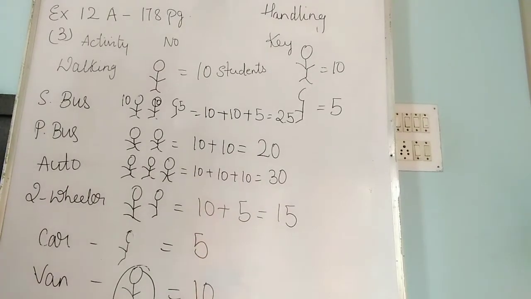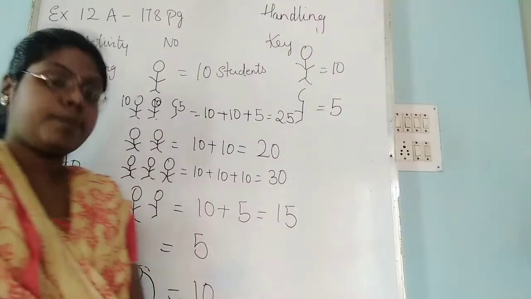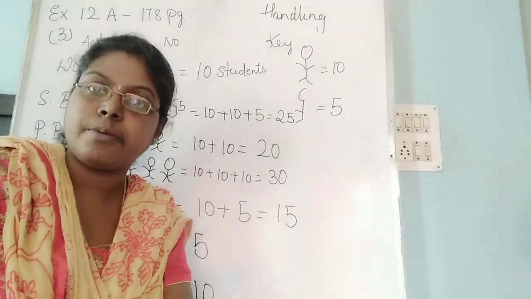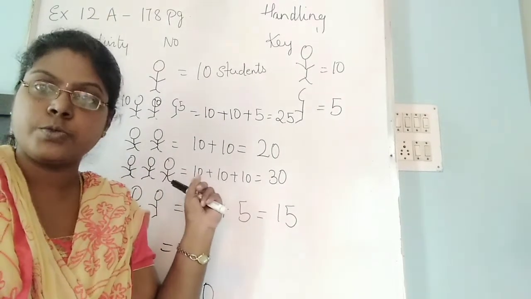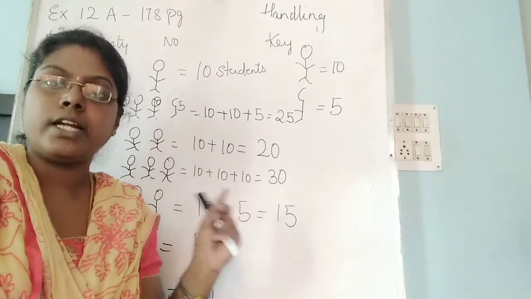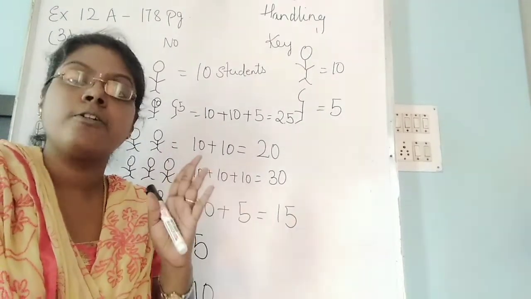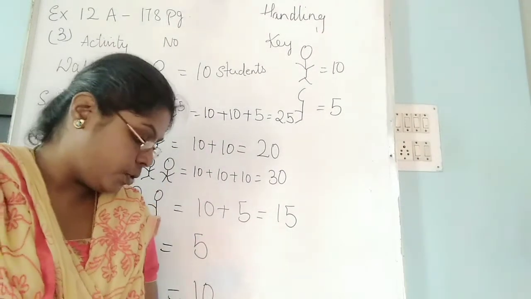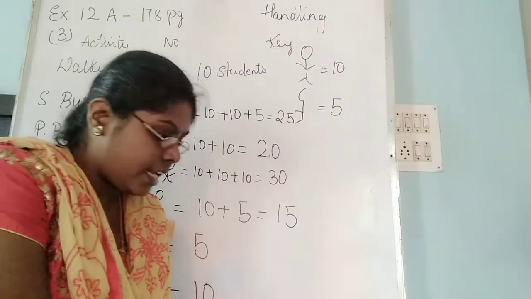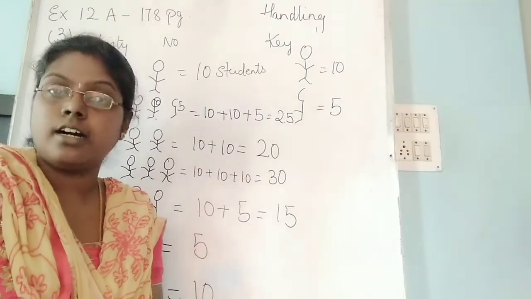So this is the pictograph. As in the previous class we discussed, a pictograph represents the given data or information using pictures. Here the picture we are using is the doll. One doll represents 10 students. Half a doll represents 5 students. So in today's recorded class we have done exercise 12A, third one.